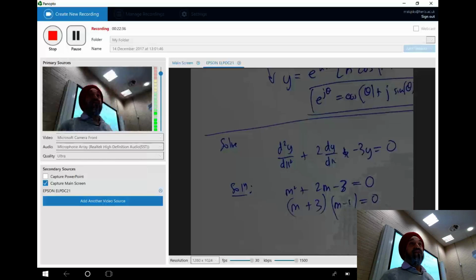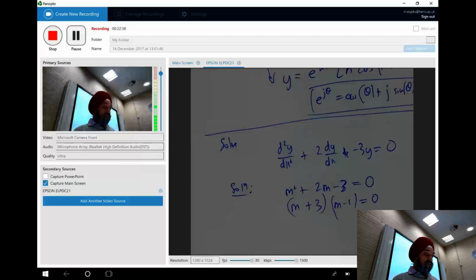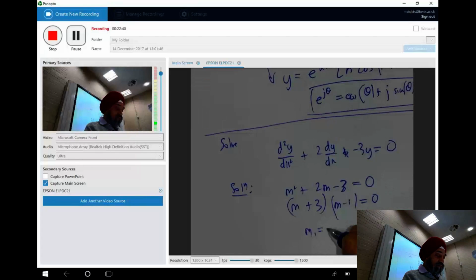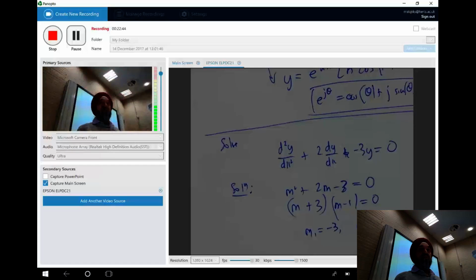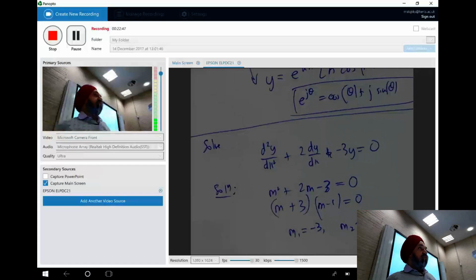Does that work? It looks like it, doesn't it? Looks like it's going to work. So m1 is equal to minus 3, and m2 is equal to plus 1, yeah? So what type of solution have we got? Real and different, yeah?